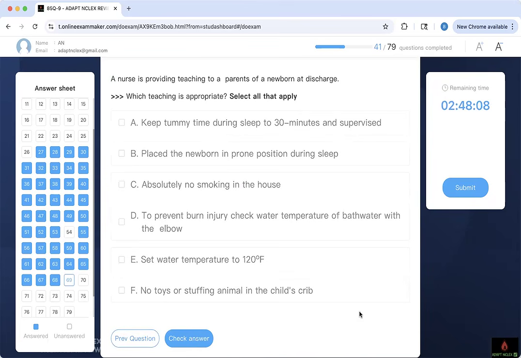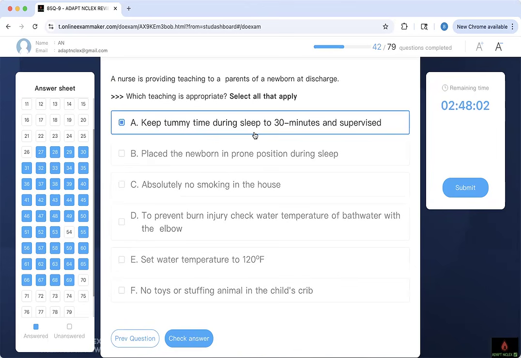You pick your answer, select and apply. If it's confusing, don't pick it. Usually you want to put them in the supine position, but sometimes tummy time, but it has to be supervised. That's why this is wrong. A newborn should never be in a prone position. You can provide some short tummy time while you're there watching.